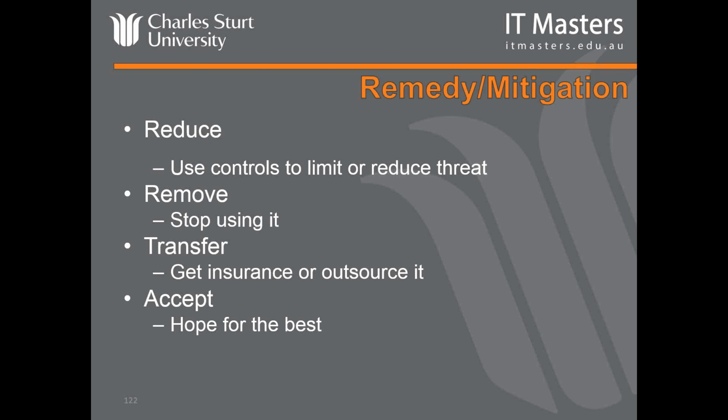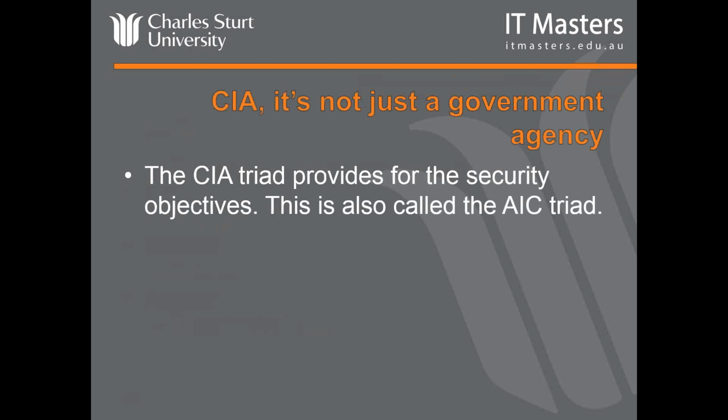We use controls to limit or reduce threats, or remove it. We stop using a product, for instance. One example: if we keep saying that Adobe has too many problems, we can get a third-party product and move away and stop using Adobe. Transfer: get insurance, outsource, blame someone else. And we can accept and hope for the best.